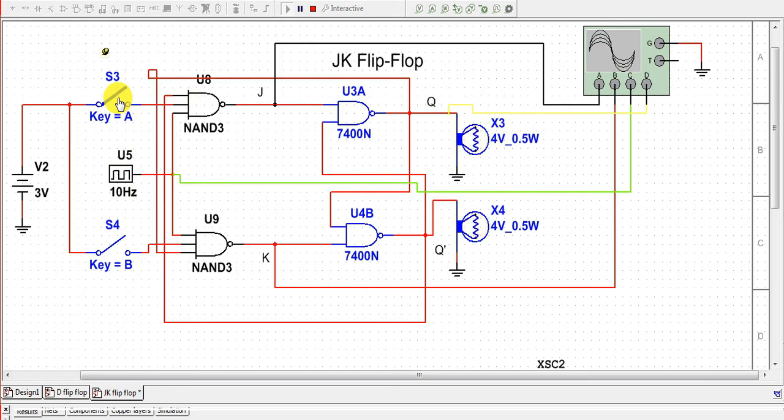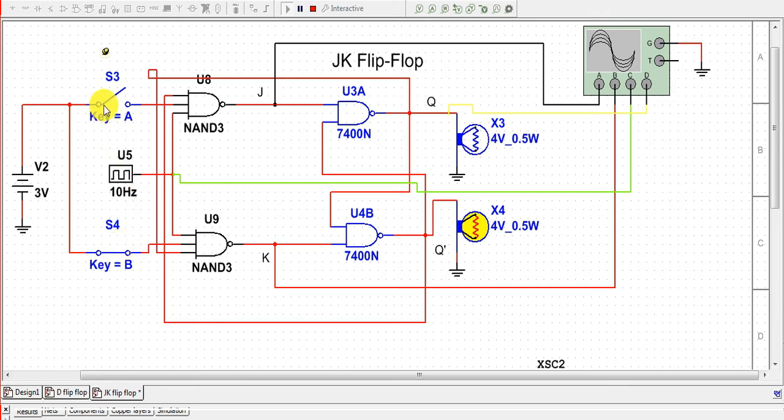As soon as we close the switch S3, that is, we apply the signal through the J terminal, the output state Q becomes high and Q dash becomes low, that is, the flip-flop is in the set state. As soon as we open this switch, it remains in the same state. Now if we close the switch B, that is, apply input through the terminal K, then the output state Q becomes 0 and Q dash becomes 1, that is, the flip-flop will be in the reset state. And if we open the switch, it will remain in the same state.